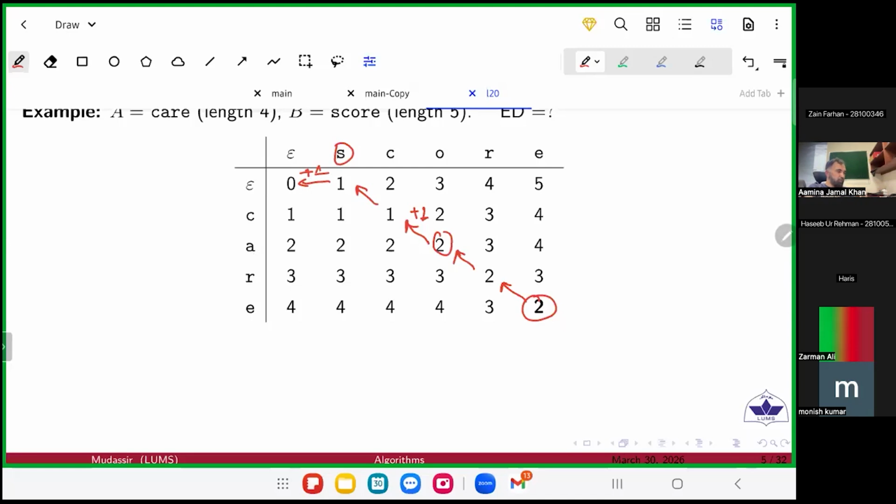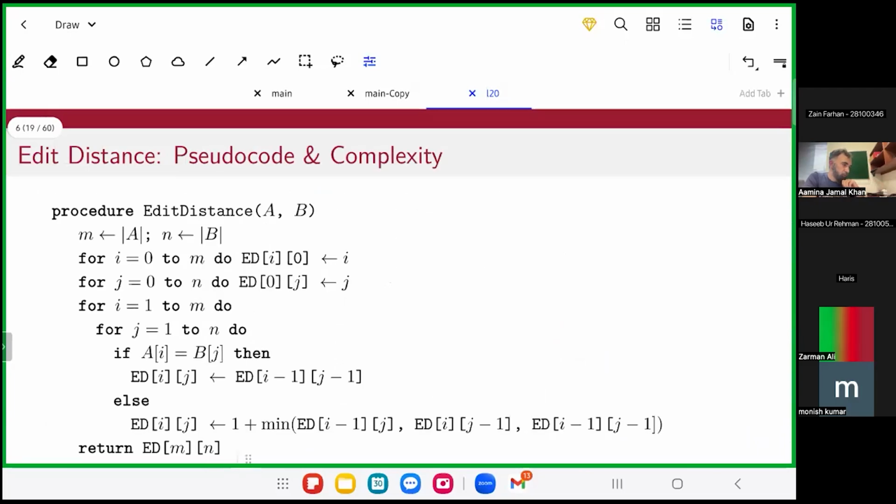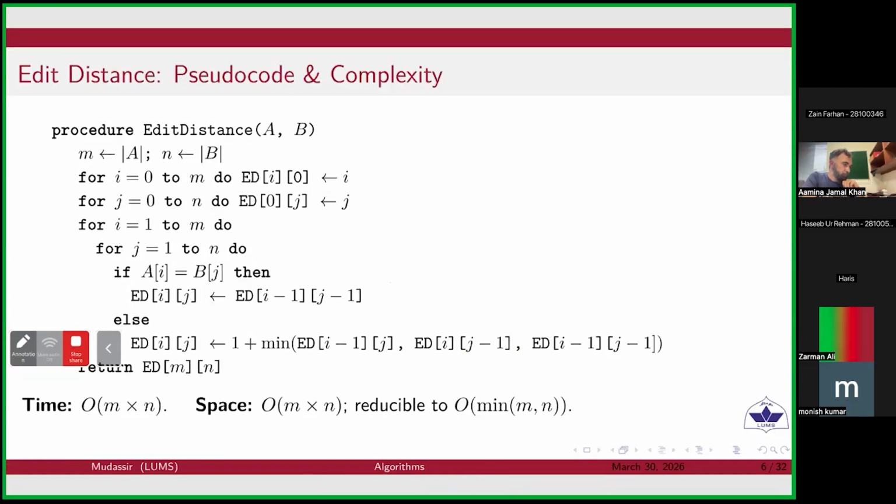Anyhow, you fill up this table using the recurrence, and your time complexity and space complexity are the size of the table, and the size of the table is the size of string A times the size of string B. Okay, moving on. This was the algorithm.